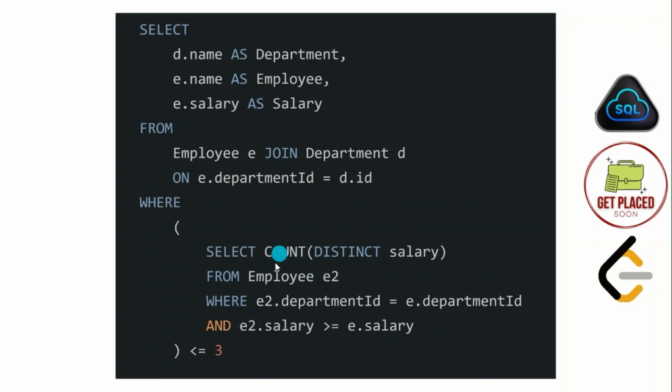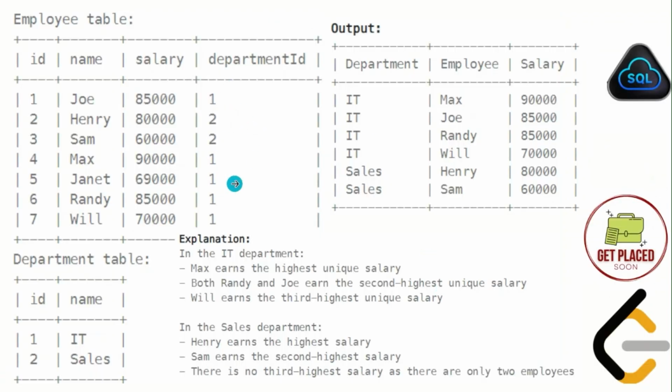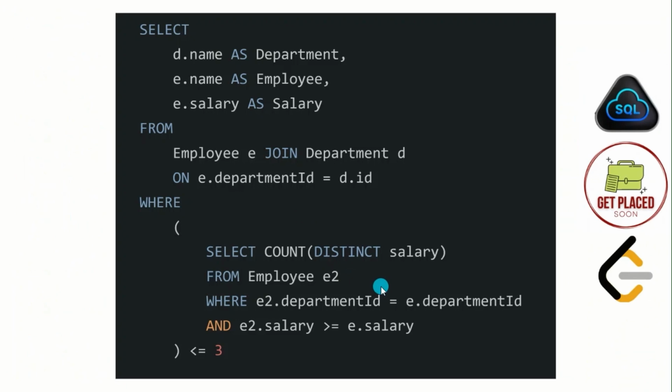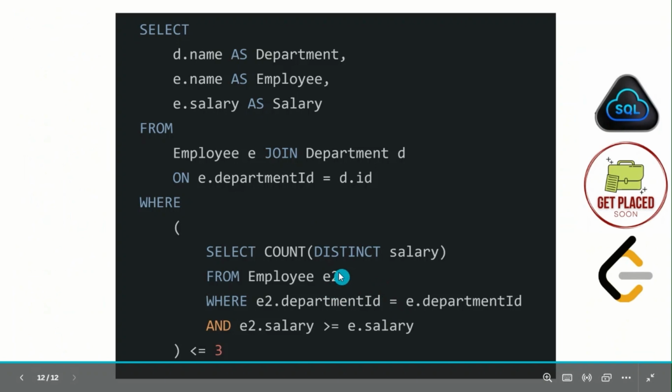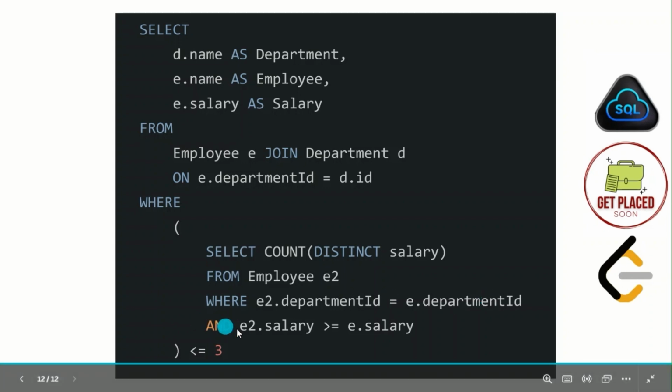Here we are selecting unique salaries where E2 dot department ID equals E dot department ID. So basically we are comparing in the same place. But we are comparing the same table with the same table. That's why, for easy comparison between the rows, we create this E2 alias. In the where clause, when we keep E2 dot department ID equals E dot department ID, we are filtering the salaries of the same department. We use the logical operator AND because both conditions should be true. So the salary should be greater than the salary of the current employee.